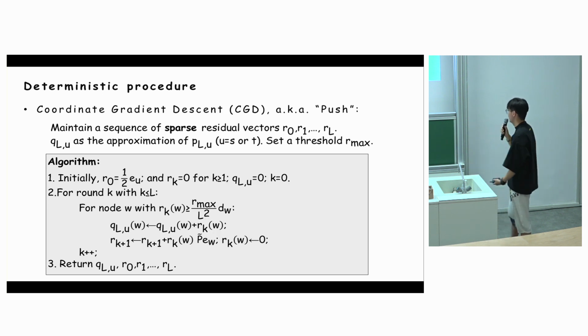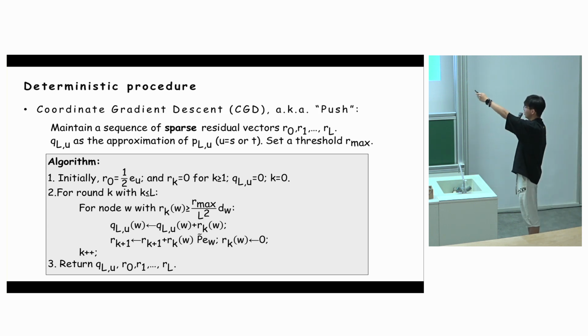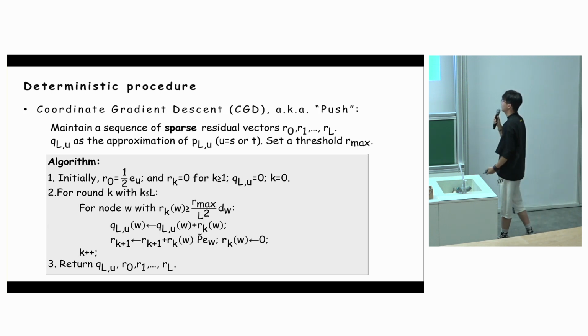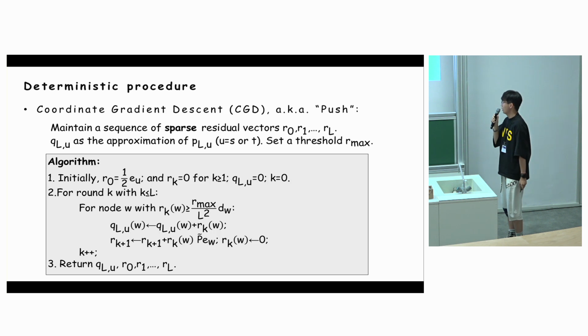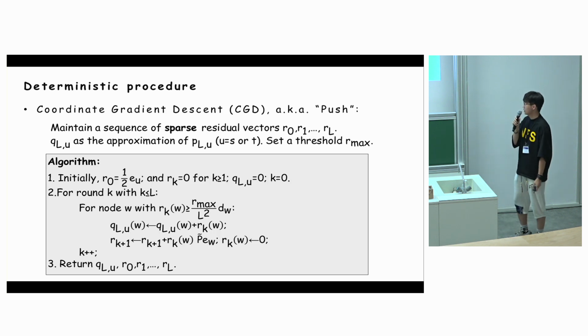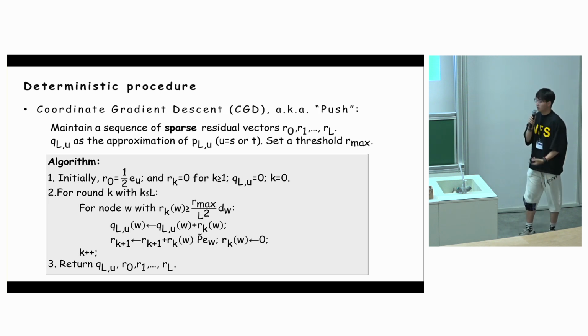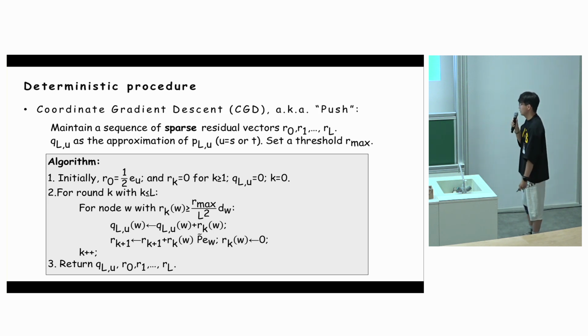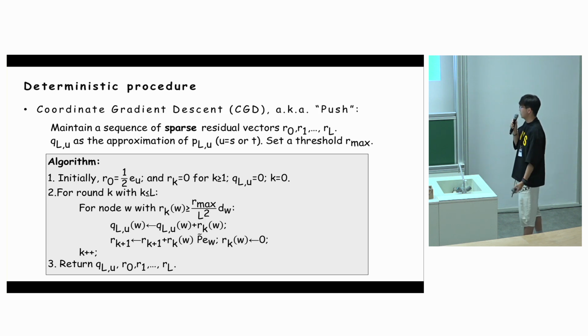Next, we introduce the deterministic part of the algorithm, which we denote as coordinate gradient descent, also known as push. We maintain a sequence of sparse residue vectors R_0, R_1 to R_L, we denote q_{L,u} as the approximation of the vector p_{L,u}, and we set a threshold r_max. The algorithm goes like the following. Initially, we define the residual vector R_0 as 1/2 times e_u, and we define the residual vectors for the following steps R_k equals 0, we define the approximation q_{L,u} to be 0, and we define k to be 0.